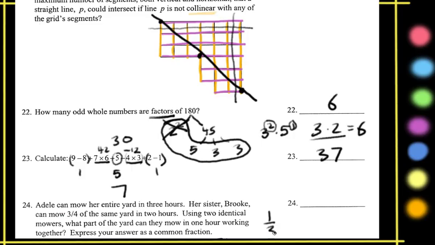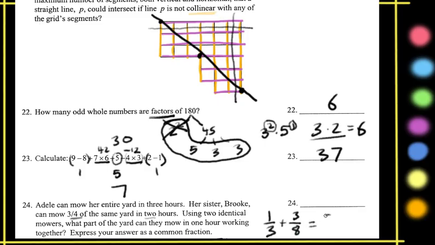So a third for Adele. And what about Brooke? Brooke can do 3/4 of it in 2 hours. So in order to find out how much she does in 1 hour, we have to divide this 3/4 by 2, so that's 3/8. So Adele can do a third, and Brooke can do 3/8, and we need to add those together, right? So to find a common denominator, that's going to be 24.